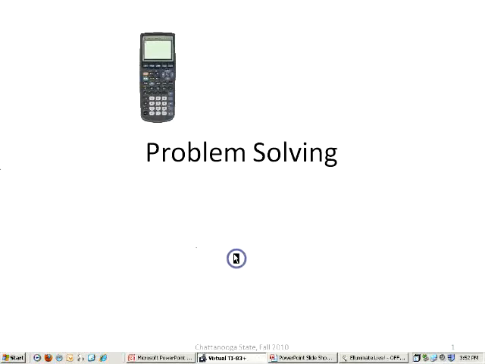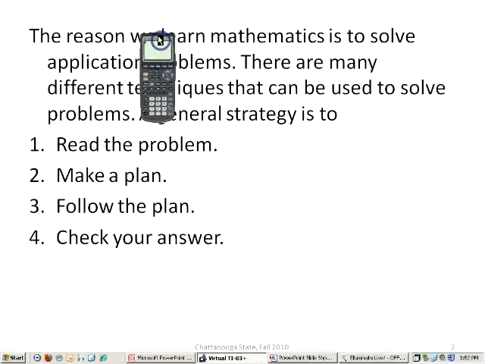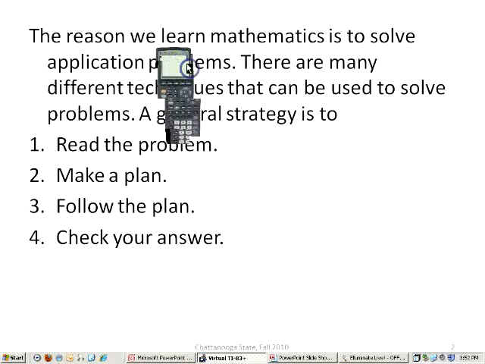Problem solving. Let me move my calculator.